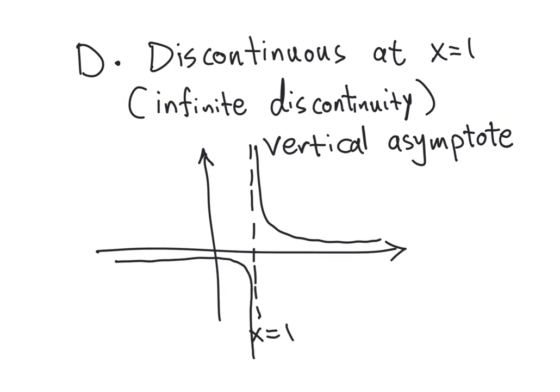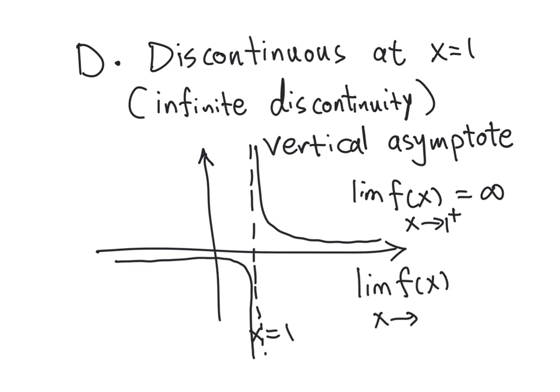For example, this graph is discontinuous at x equals 1 because we have a vertical asymptote, and also you can say infinite discontinuity because the limit of f as x goes to 1 from the right side is positive infinity, and the limit of f as x goes to 1 from the left is equal to negative infinity. But because it's infinity, the limit does not exist. And also you can just say vertical asymptote and it is discontinuous at x equals 1.